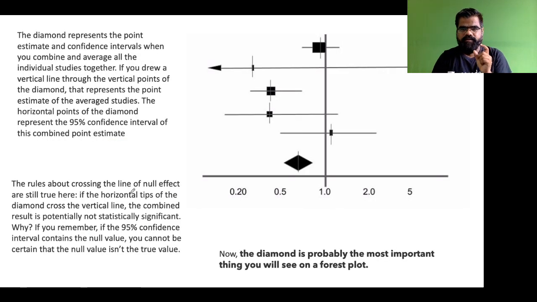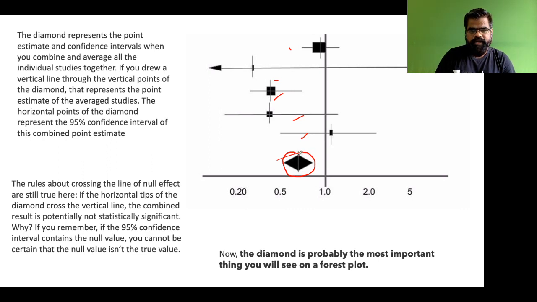So again you see, as I said, there is this box, this study, this study, this study. But at the bottom, students, you see you have a diamond. What is this diamond? And it has been linked vertically. Just see, the diamond represents the point estimate and confidence interval when you combine and average all the individual studies. Meaning in a simple way, it is the summary of all the studies we have plotted. So this is the diamond.